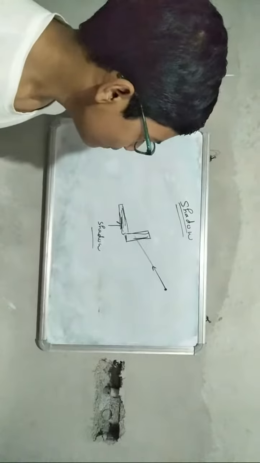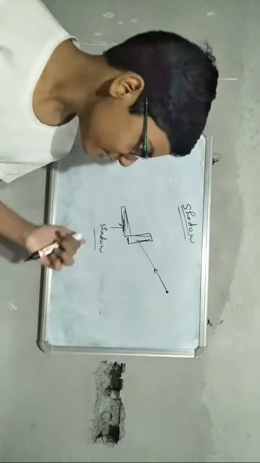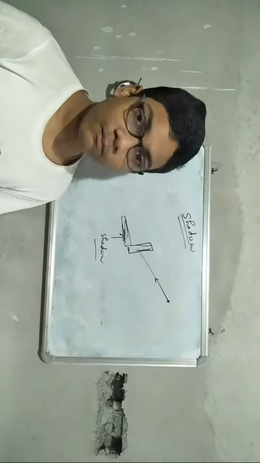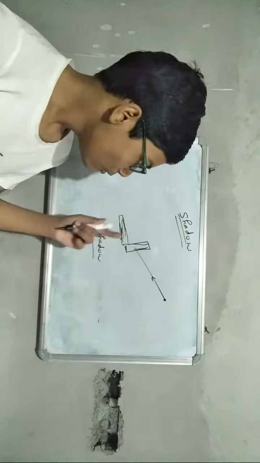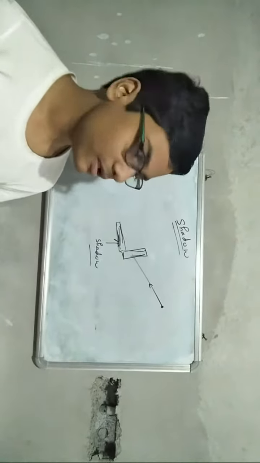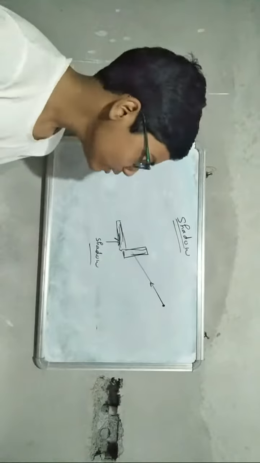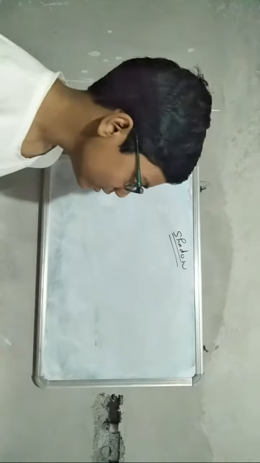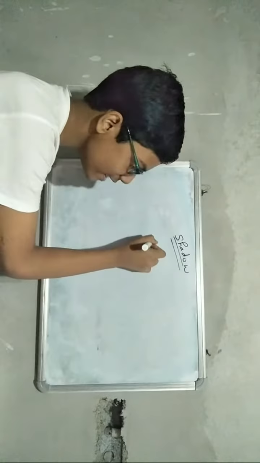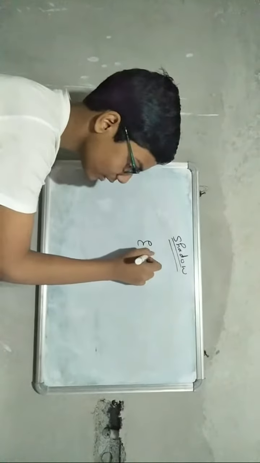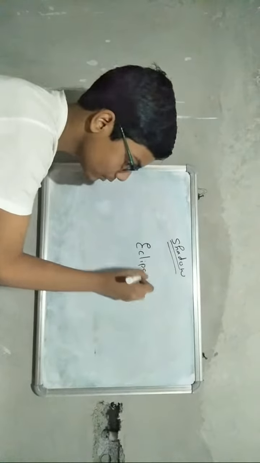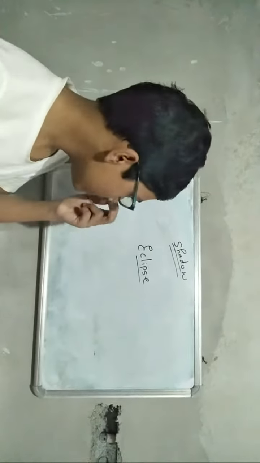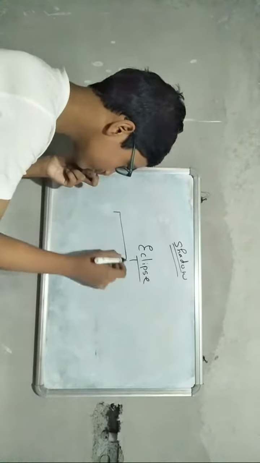Okay. So what is the definition? The real definition of a shadow is: a dark patch formed when an opaque object is placed in the path of light is known as a shadow. Now, due to shadow, a phenomenon is occurring that you all know about, the eclipse. Eclipses are also classified into two types.